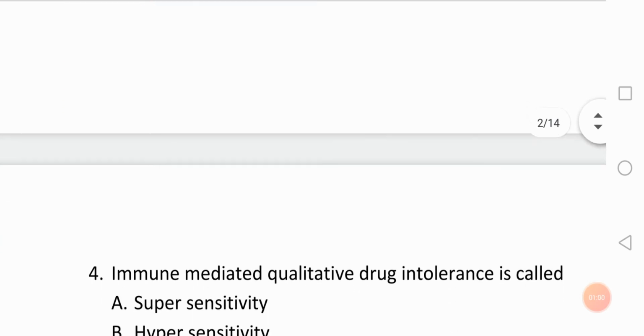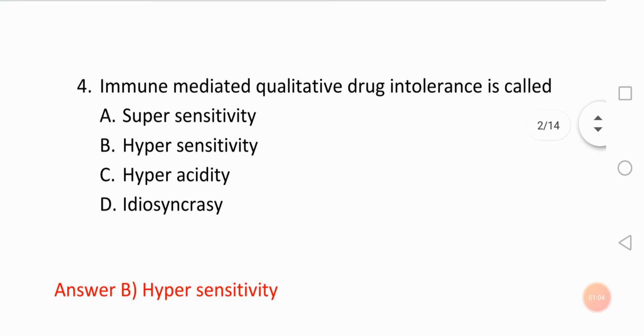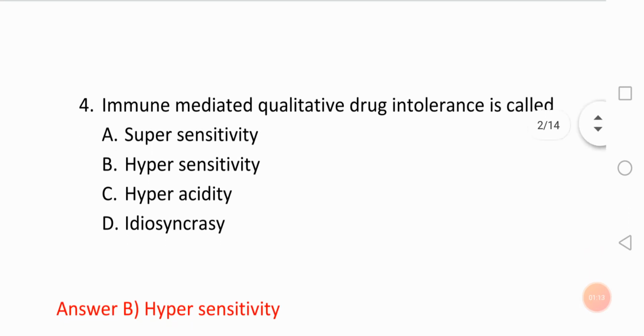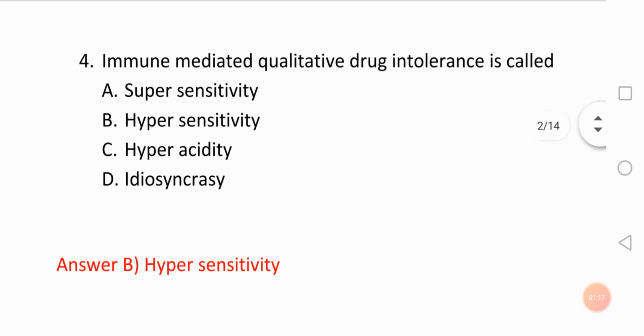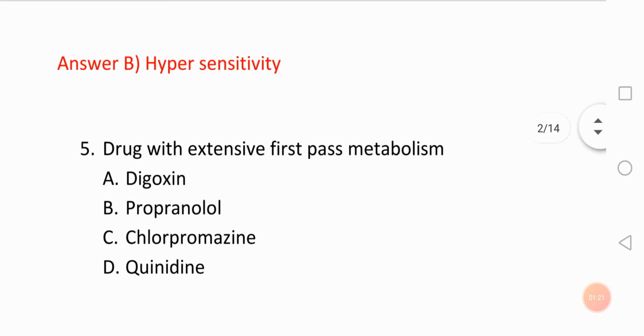And the fourth question is, immune mediated qualitative drug intolerance is called: A. Supersensitivity, B. Hypersensitivity, C. Hyperacidity, D. Idiosyncrasy. And the answer is hypersensitivity. Hypersensitivity is also called allergy.